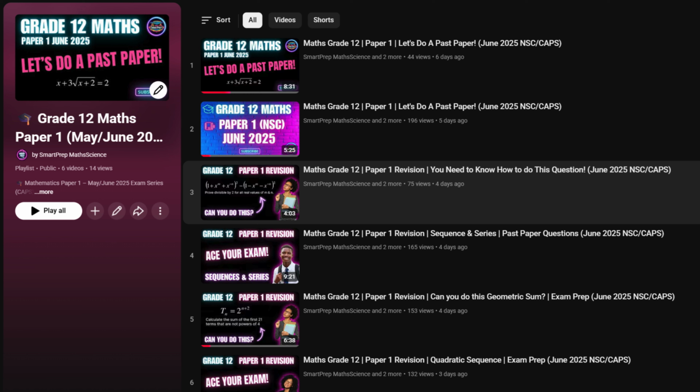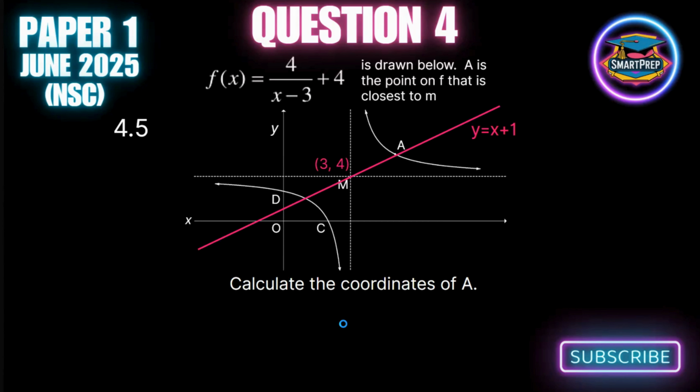If you are wanting just to get the answer to this question, let's begin. So we have a hyperbola here, f of x equals 4 over x minus 3 plus 4, and we have worked out the axis of symmetry with a positive gradient, which I put here in red, and they want the coordinates of A. Now we notice that A is where the hyperbola meets the axis of symmetry, and so we can simply make them equal to each other.